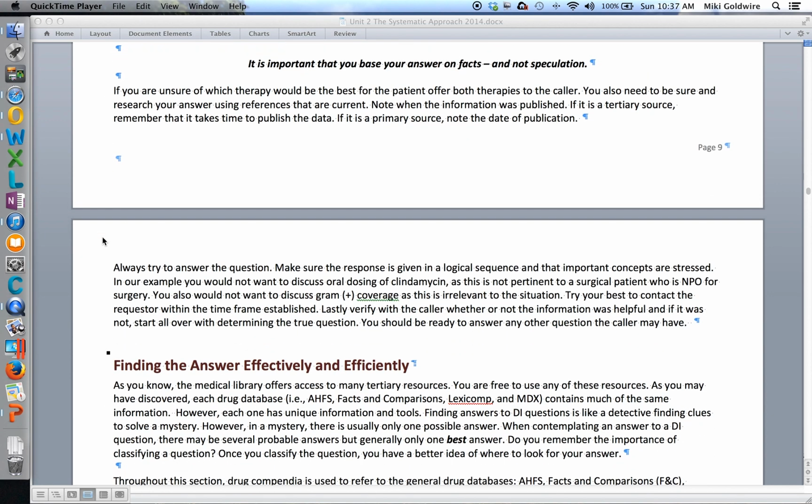Always try to answer the question. Make sure the response is given in a logical sequence and that important concepts are stressed. In our example, you would not want to discuss oral dosing of clindamycin, as this is not pertinent to a surgical patient who is NPO for surgery. You also would not want to discuss gram-positive coverage, as this is not relevant to the situation. Try your best to contact the requester within the time frame established. And lastly, verify with the caller whether or not the information was helpful, and if it was not, start over with determining what the true question is to be answered.